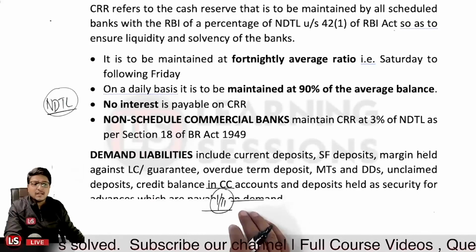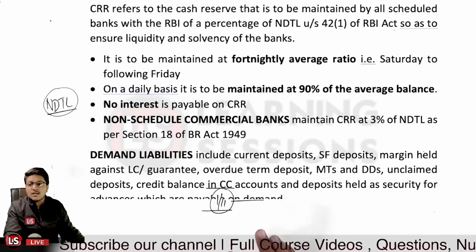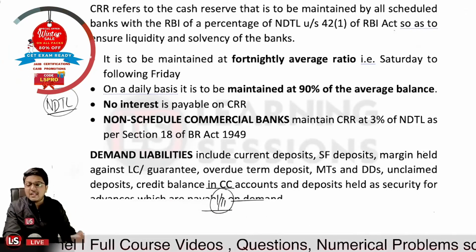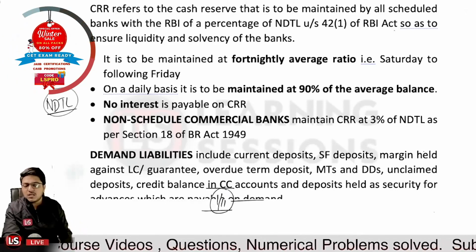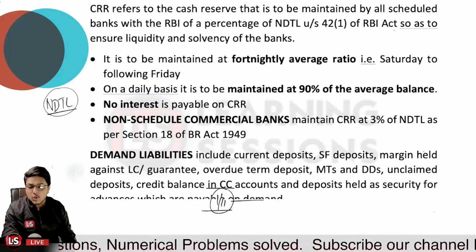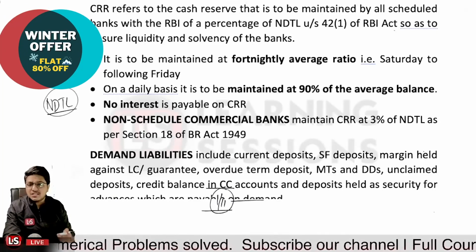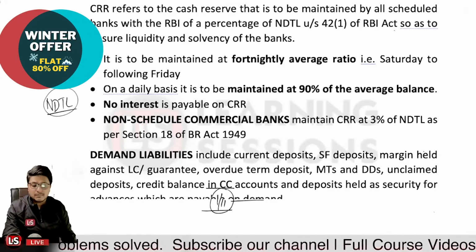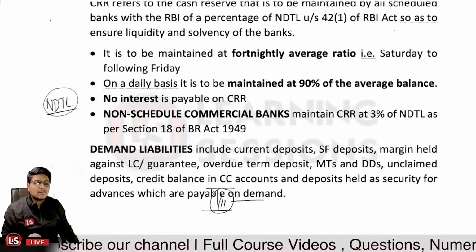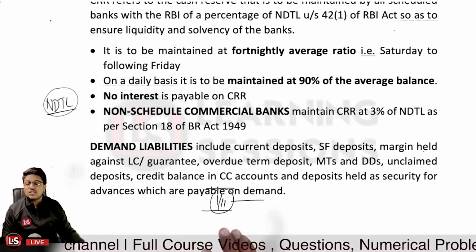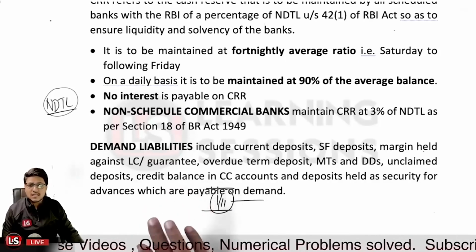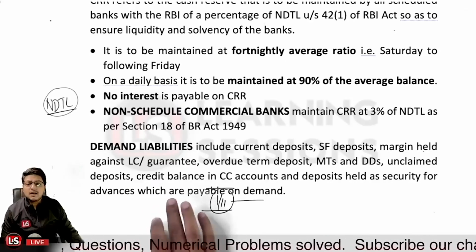And also when we talk about money transfers, demand deposits, or unclaimed deposits, all are covered under the demand liabilities. And also if there is a credit balance under the CC limit, I'm not talking about the unutilized limit part, I'm talking about the amount which is over and above the amount sanctioned. That is also withdrawable on demand. And also if you have deposited any amount as security which is payable on demand, that will also be covered under the demand liabilities. So all these are covered under the demand liabilities.